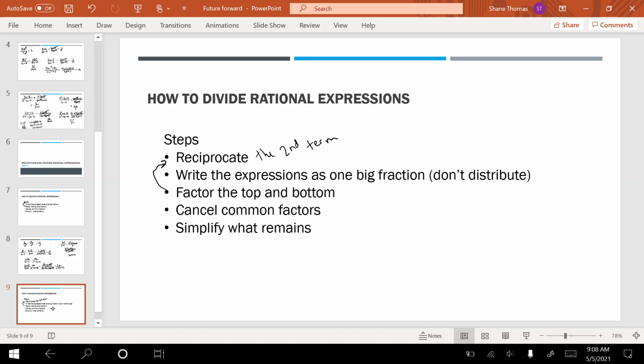All right. So reciprocate the second term, and then same as multiplication. Really, if you write that first line, you're good then, because everything else is exactly the same. All right, reciprocate the second term. Now it's multiplication.